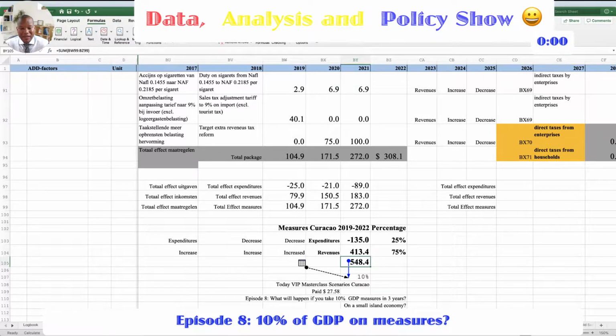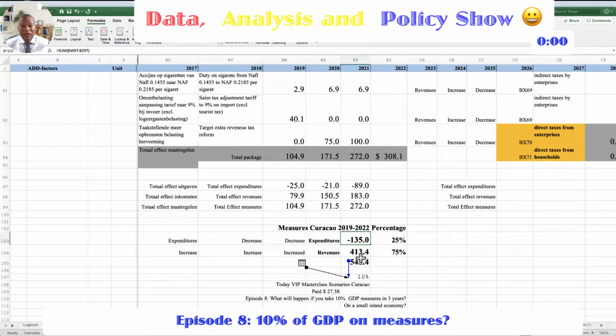But look at this, the 413 million of revenues is 75% of the package. What does this tell you? It tells you that the total package is biased towards the revenue side. And what do you see in the expenditure side? The government is only cutting 135 million, which is 25% on the expenditure side.